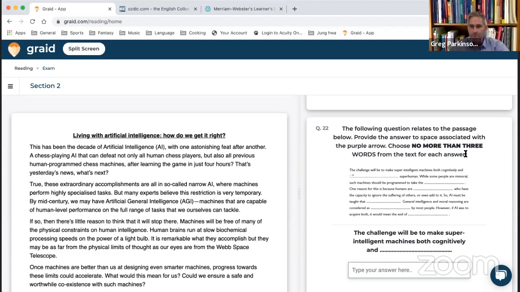But when the instructions say "from the text," that means you have to choose 1, 2, or 3, but no more than 3 words exactly as they are written in the text. Now, this is also scanning. Well, this is relying more on your scanning skills, right? You're going to be scanning for answers to complete the sentences.